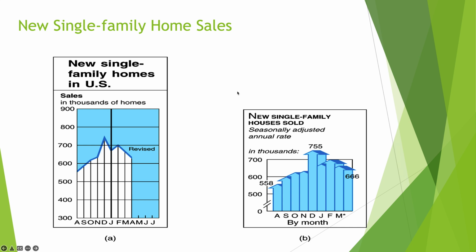Okay, here's another example: single family home sales. Look at the difference in the scale. We mentioned the break before. On example B, there's a big break in there. On example A, they jump right up to 300,000. Okay, same data, just a different way of presenting the data.